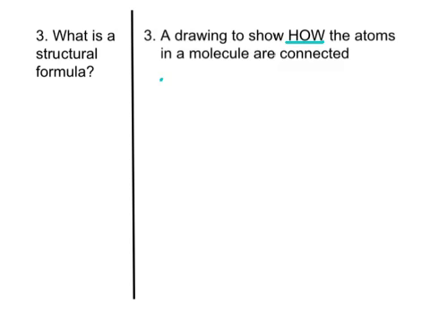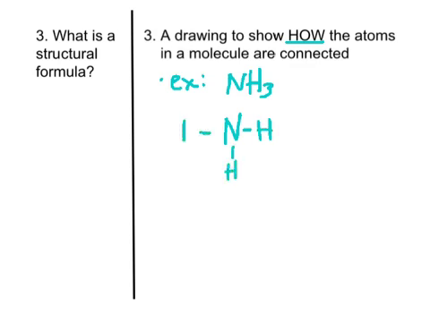So let's take a look at some examples. So for example, if we had the molecular formula NH3, a structural formula is actually NH3 drawn out like this. It uses letters and basically dashes to represent the bonds in a molecule. So another one would be CO2. Okay, so in CO2, it's carbon double bonded to two oxygens.